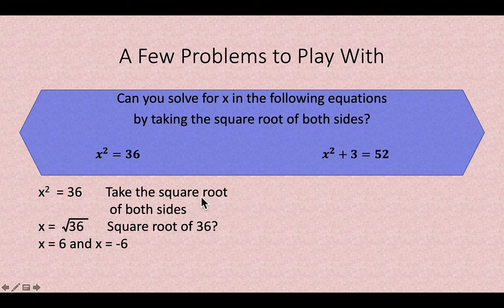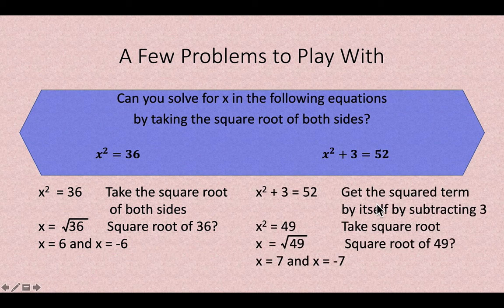So in our first one, our square term is by itself. So we simply take the square root of both sides. We get x on the left side, and we get the square root of 36 on the right. And what number times itself gives us 36? And that would be 6 and negative 6. And so our solution is x equals 6, x equals negative 6.